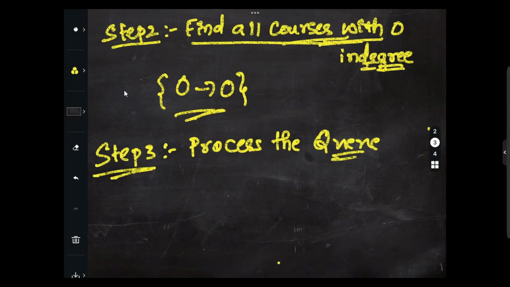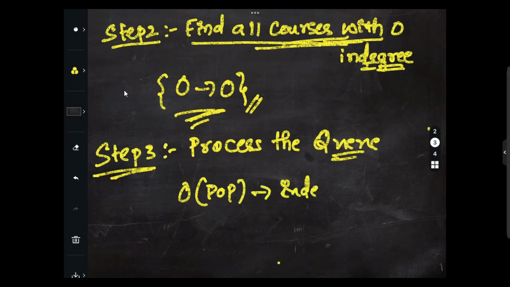We have to process the queue here. When I say process the queue, first we have to take course 0, because we have found all the courses with 0 in degree initially, right? So in step 3, we will be starting with 0 itself. We will take course 0 first, then we will pop this one, and we will reduce the in degree of 1. Nothing but 1 becomes 0 here.